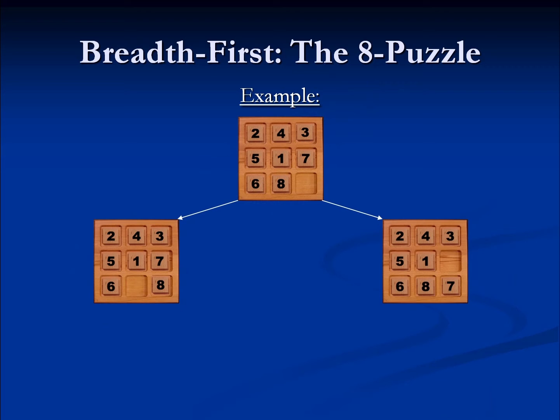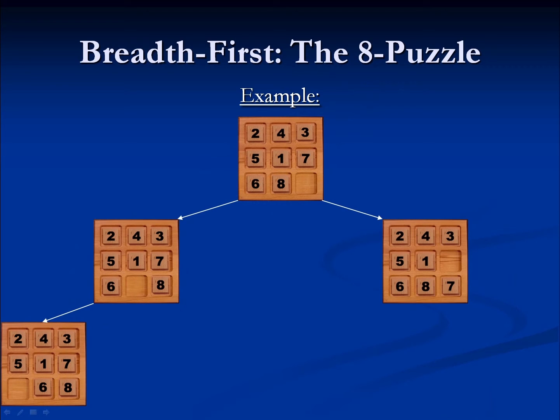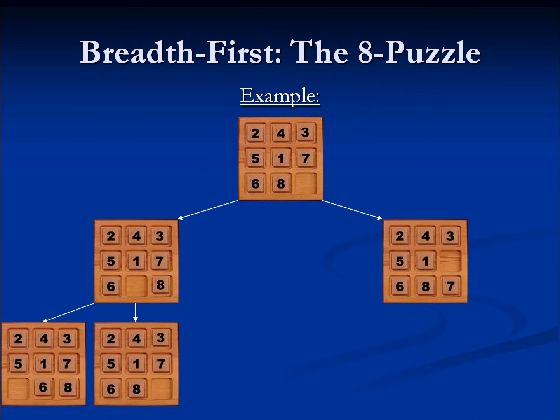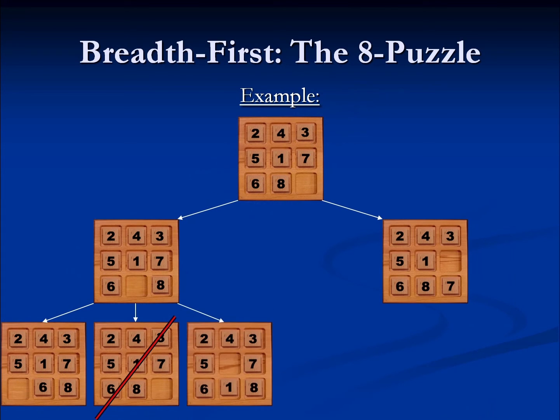Then we pull the first element off of the queue, and we consider its possible successors. If we move the 6 over, we'll get this problem state, which is also not a duplicate, and so we'll add it to the queue. If we move the 8 over, however, this problem state is a duplicate, so we will not add it to the queue. Finally, if we move the 1 down, we get this problem state, which is also not a duplicate, so we'll add it to the queue.